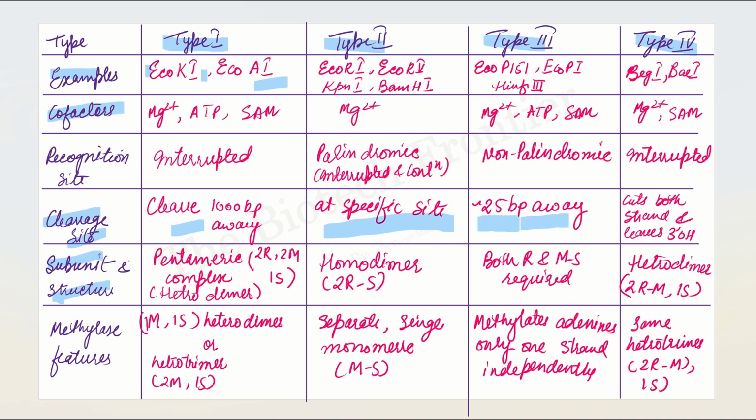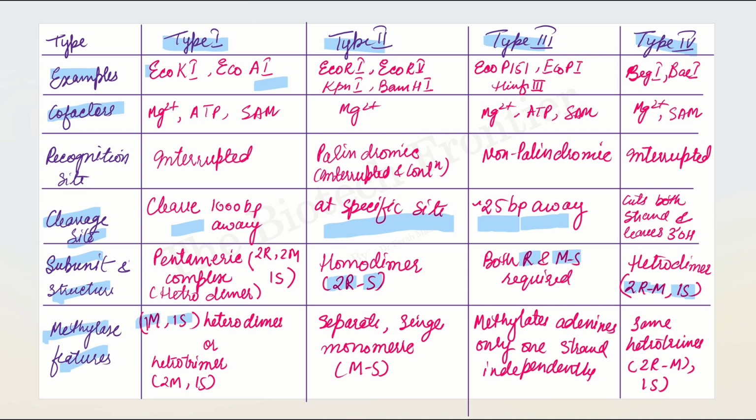Next is type 2. It works as a homodimer. Homodimer means it has two recognition sites, or you can say modification sites, and one for specificity. The next is type 3, which has both subunits, that is R and M. M is for modification and recognition, and R is for nuclease activity. And the fourth type is the heterodimer type, and it carries two recognition and modification systems, and one for specificity.